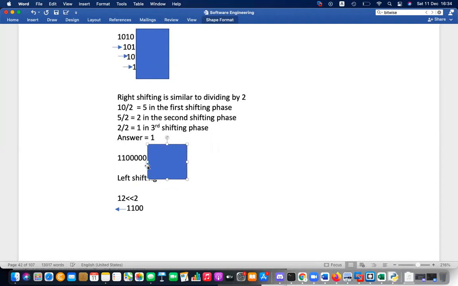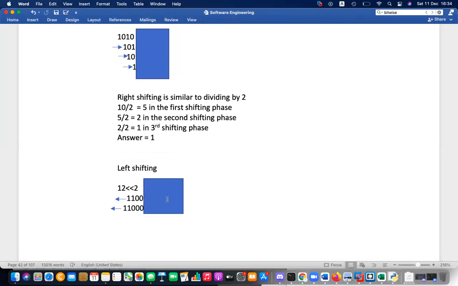110000. So likewise, keep adding zeros to the end. When you keep adding zeros, what will happen? It will multiply by 2.